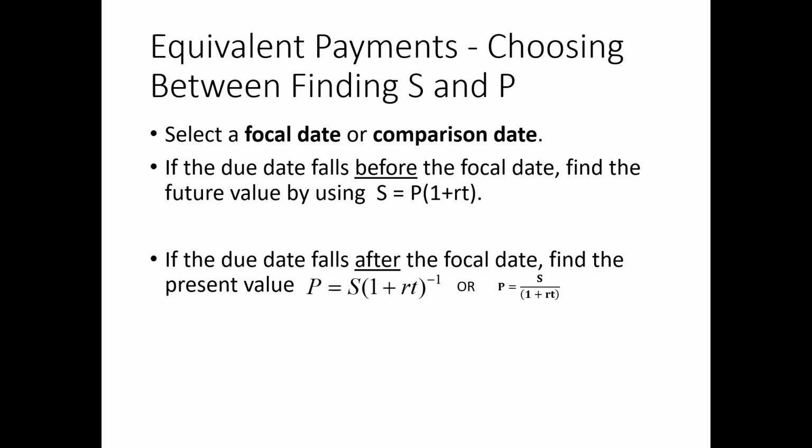Okay. So if you like a more principles-based approach, if you're a rules-based person instead of a graphical-based person, then if the due date falls before the focal date, so you're looking from the due date to the focal date, looking into the future at the focal date, you find the future value using the appropriate formula. If the due date falls after the focal date, so that when you're on the due date you're looking back in time to the focal date, use the present value formula. Okay. So either way, it's all good.